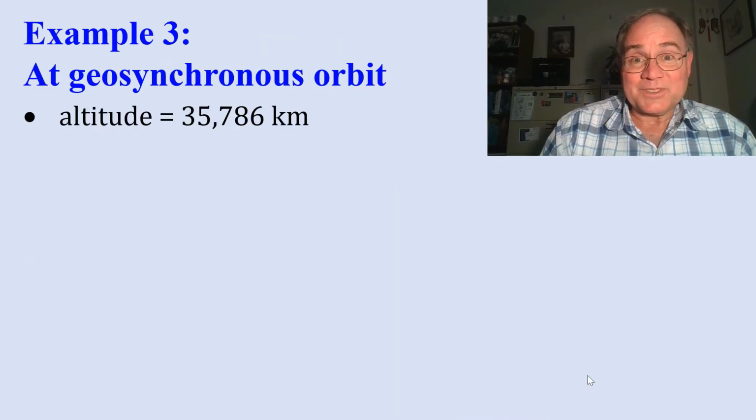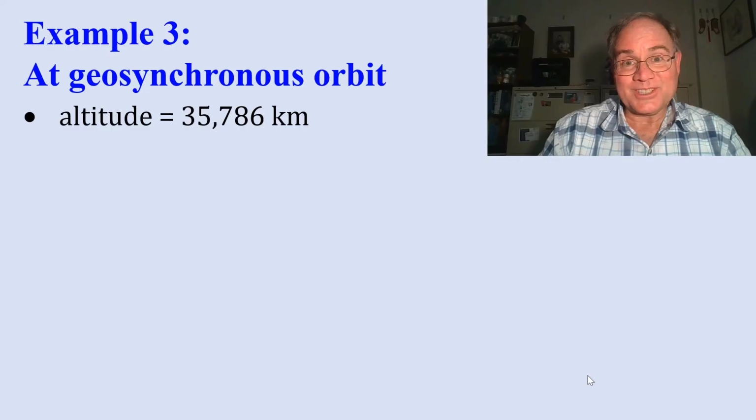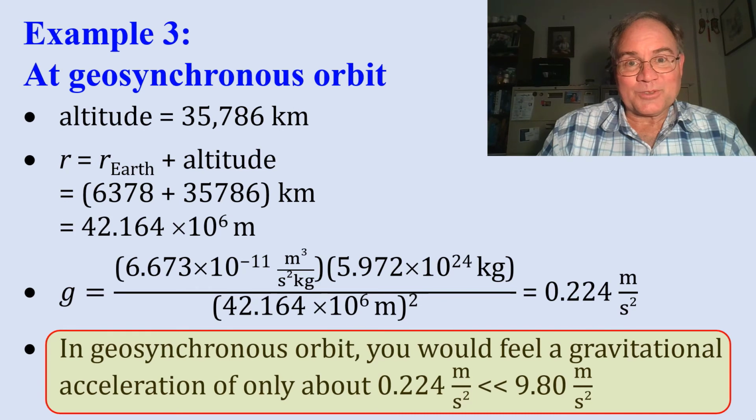Our 3rd example is a geosynchronous orbit. What's that mean? At a certain altitude, almost 36,000 kilometers, satellites like GPS satellites stay at the same point in the sky all year round. That's called geosynchronous. Calculate the radius and g. In geosynchronous orbit, g is only about 0.224, which is much smaller than g on Earth.